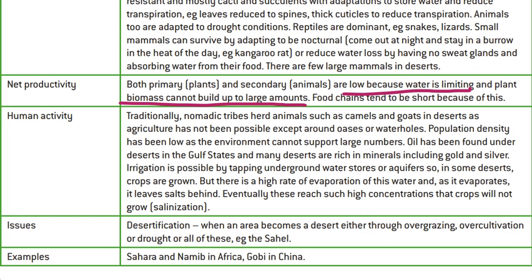Talking about human activities, there are really just the nomadic tribes, people who herd animals like goats and camels in deserts. It's mostly them, and the population density is also very low in these places. Issues like desertification occur because it's too hot, too much drought, too much overgrazing and overcultivation. An example is the Sahel, and examples of these kinds of deserts are the Gobi in China and the Sahara in Africa.